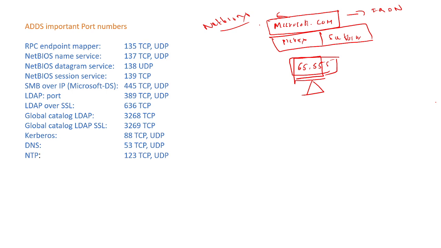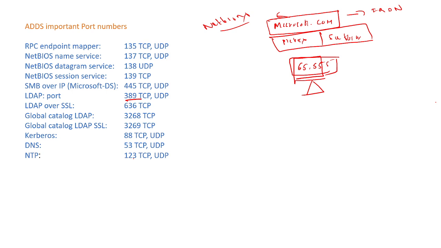And the important port for Active Directory, people will ask, it is LDAP. LDAP is nothing but lightweight directory access protocol, and the port number is 389. Definitely people will ask you this question.